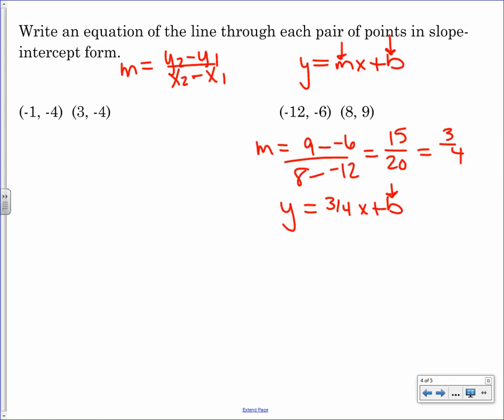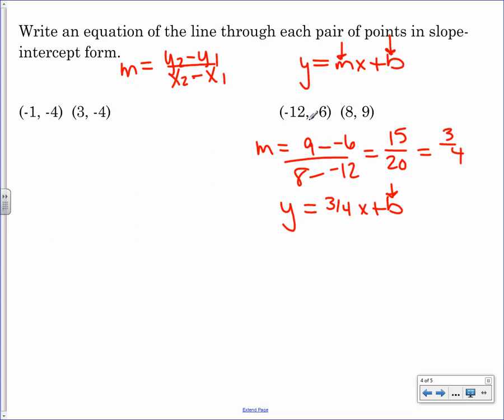I need b. What do I have? The only thing I have is these ordered pairs, right? Give them letters: x, y, x, y. If I picked one of those, either one, couldn't I plug it in for x and y and then be left with b? When you don't know what to do, go to the only thing they gave you. This is my only option. I can't do anything else, right?